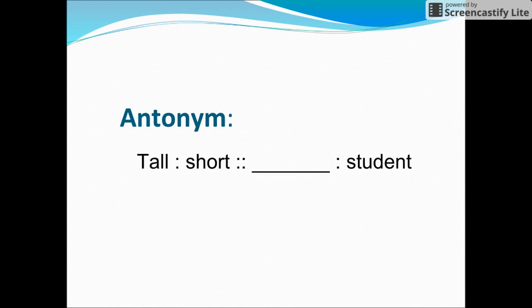The next one is antonym, opposites. Tall is to short as blank is to student. So we know tall and short are opposites. What is the opposite of a student? What do you guys think? Go ahead and pause, write down your answer.